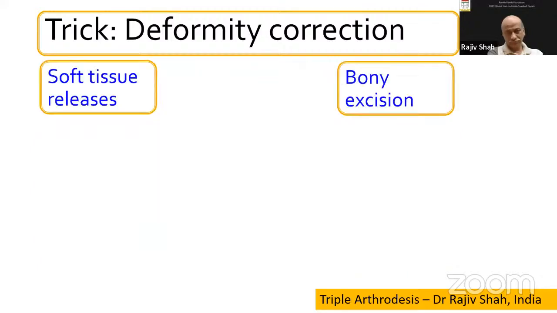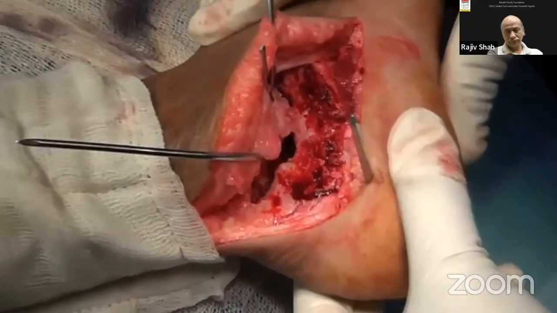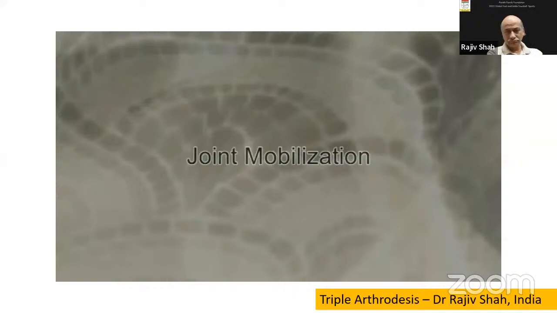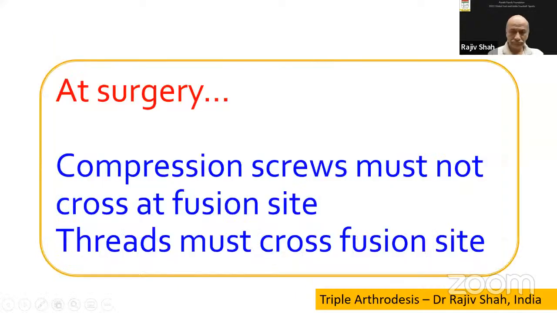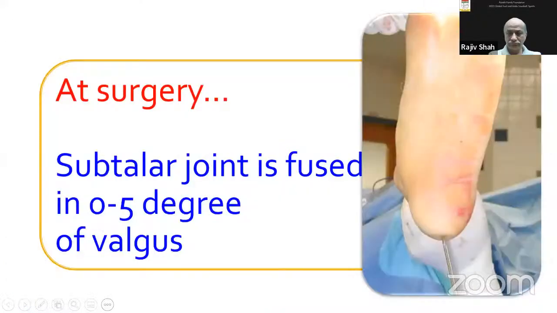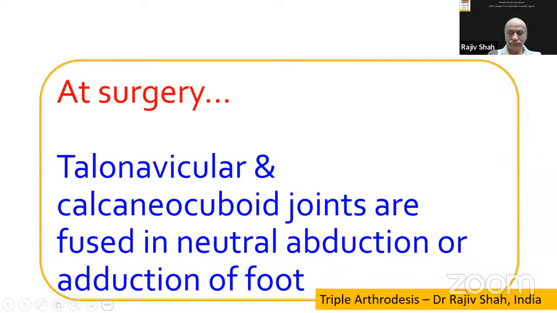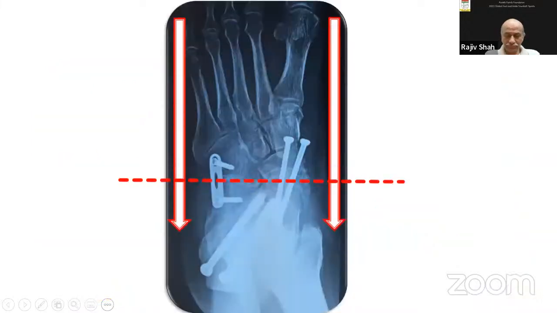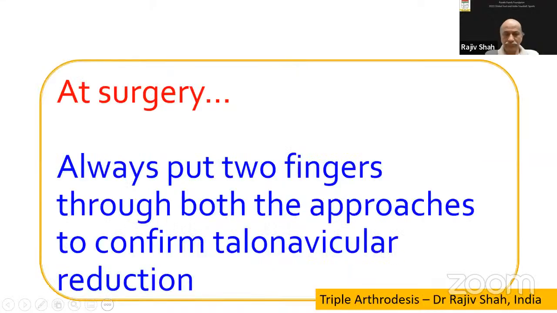Deformity correction requires use of special distractors, some soft tissue releases, and bone excisions is what you need, and then you need to mobilize the joint and correct the deformity. Compression screws which are used for fusion must not cross at fusion site, and all threads must cross the fusion site, like shown in this figure. Subtalar joint is fused in 0 to 5 degrees of valgus, and talonavicular and calcaneocuboid joints are fused in neutral abduction or adduction of the foot, like in this picture.